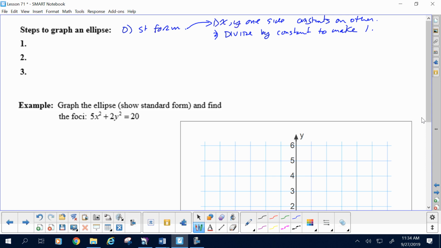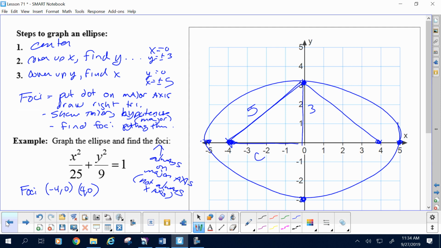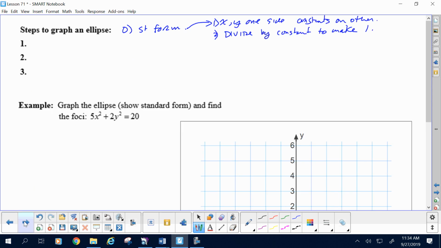Okay. Now, this is what I mean. Do you agree that the first part of that is already done? X and Y's are on one side, the constants on the other. You cool? Standard form is all dependent on there being a 1 here. So I need to make that 20 into a 1. How do I do it? Divide by 20. Obviously, I have to do that everywhere. So I get x squared over 4 plus y squared over 10 equals 1, right?